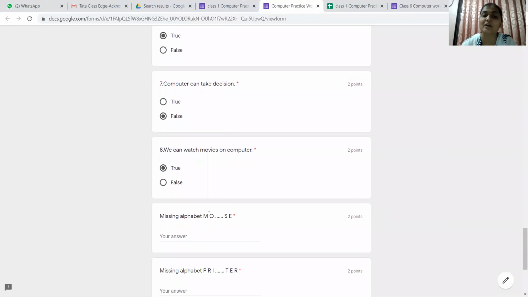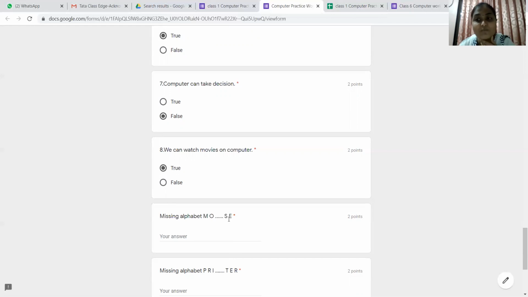Oh, so here one word is written, but something is missing. Yes, one alphabet is missing and you have to find out which alphabet is missing. Okay, so M, O, obviously these words are related with the computers only. So which is the word which starts with M and is related with the computer? M, O, dash, S, E. Is it a mouse? Yes.